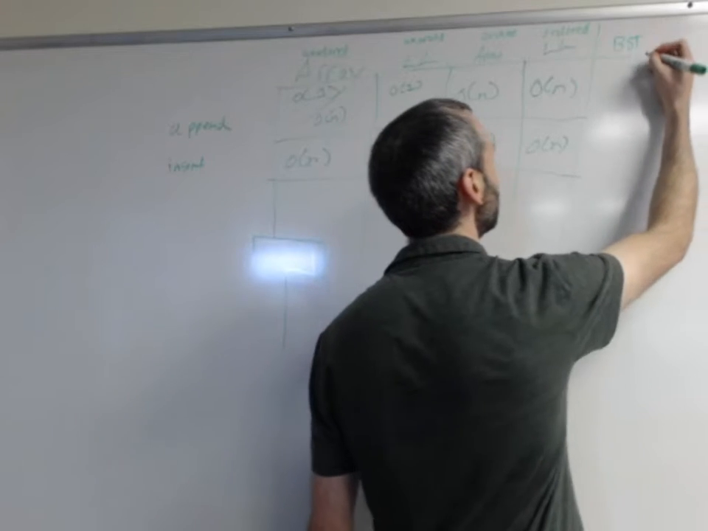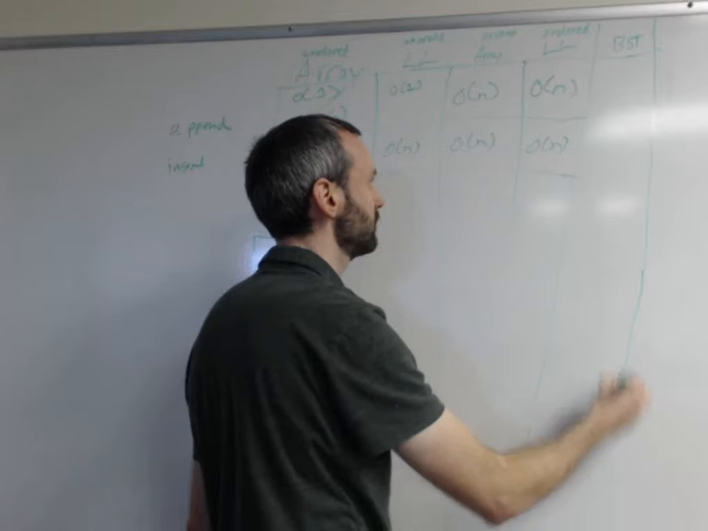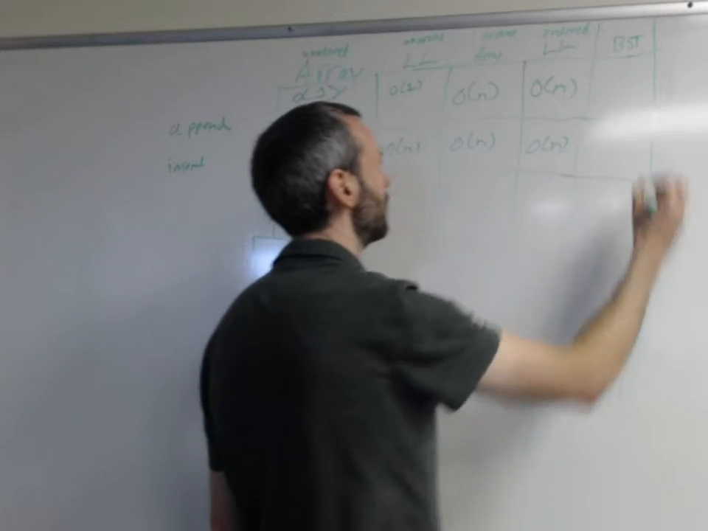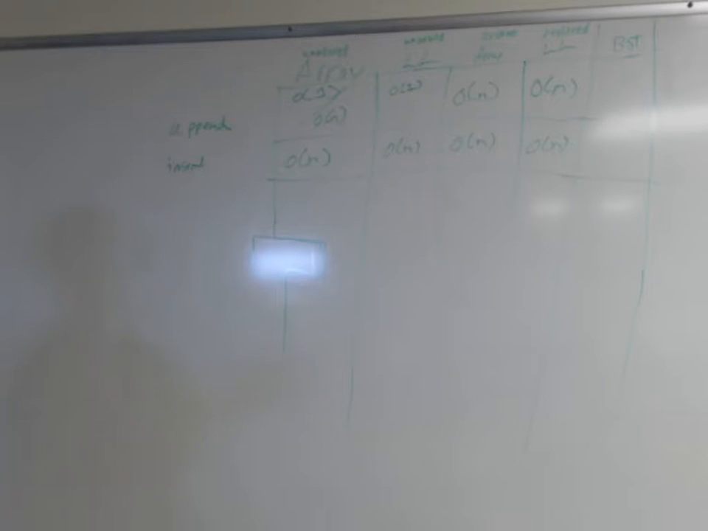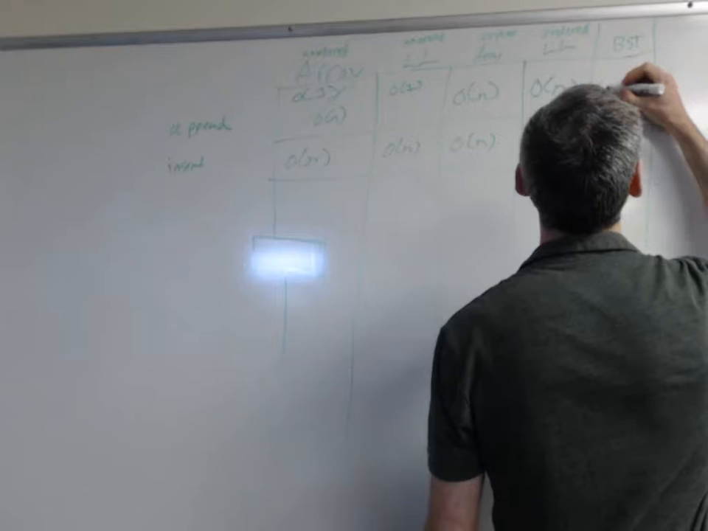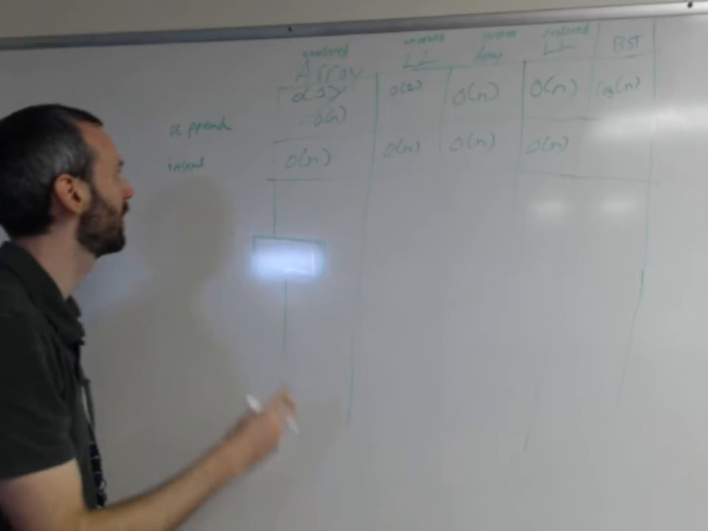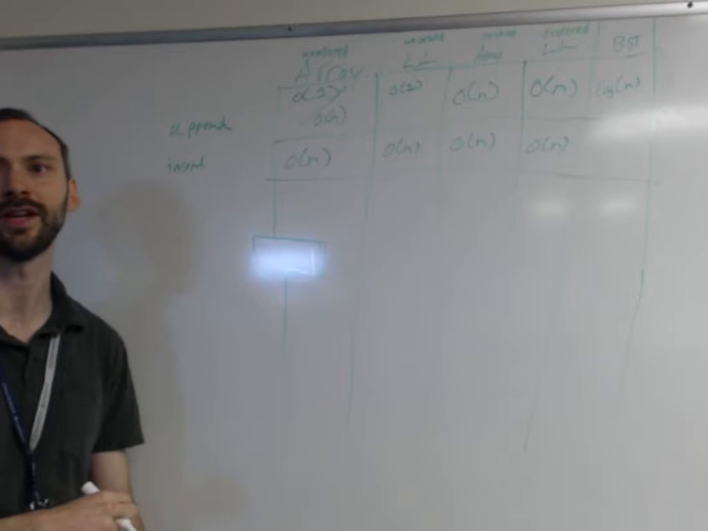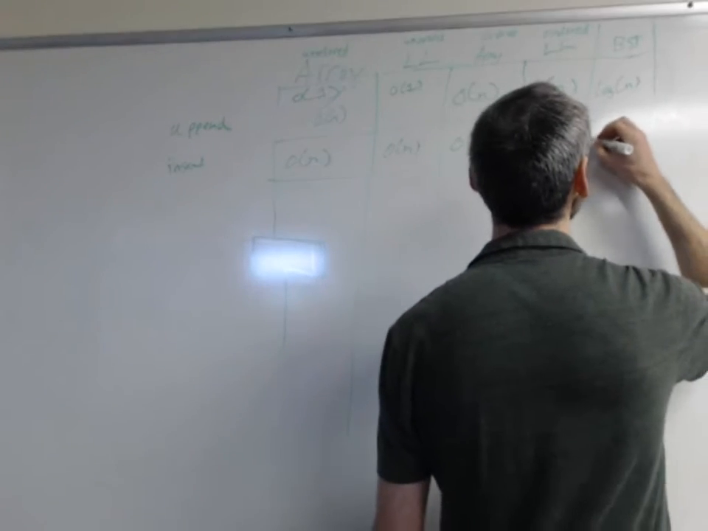Let's look at our binary search tree. That's what BST stands for. What's the cost to append? Log n. Does everyone see that? What's the cost to insert in the proper location? Log n. It's the same thing.